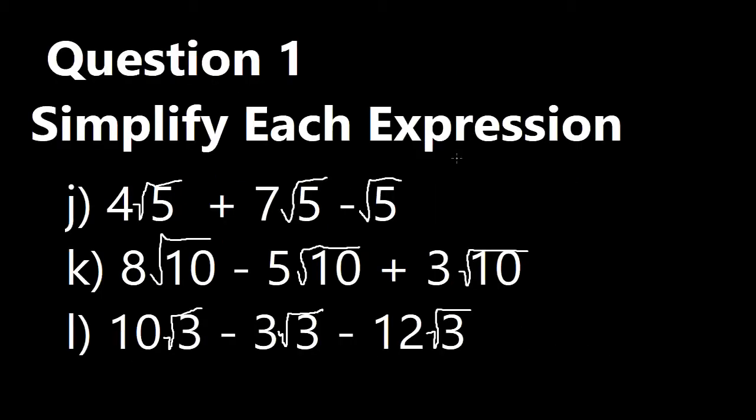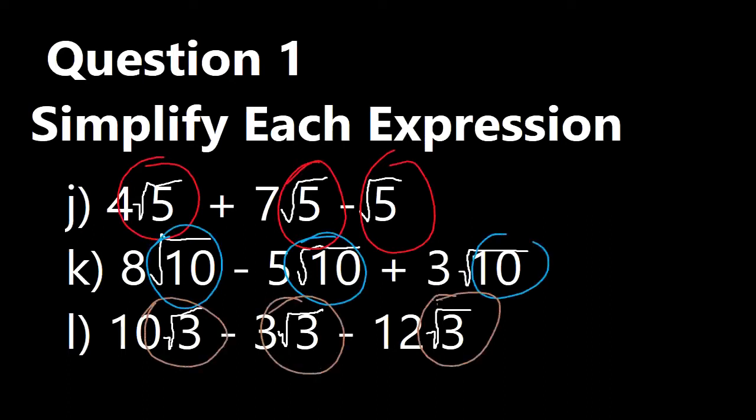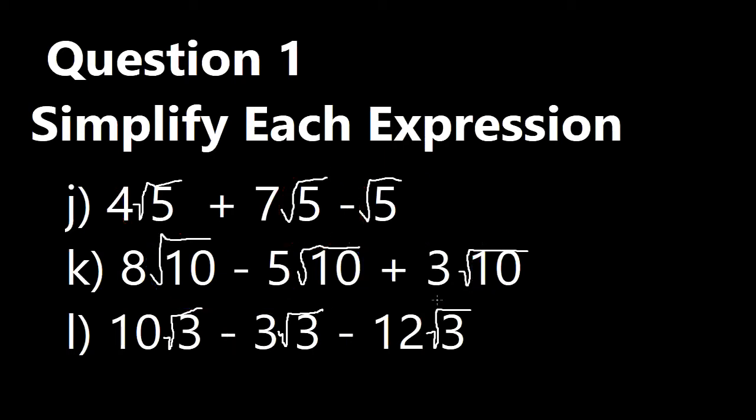Alright, so question 1, simplify each expression. Now again, we're doing the last three, so we're doing J, K, and L. So let's get started with J. Now, immediately I can see that all of the mini questions in this question 1 are all using the same surd. So root 5, root 10, root 3. So we don't have to think too much about simplifying, but we do need to remember our rule that they need to be the same surd in order to plus or minus them.